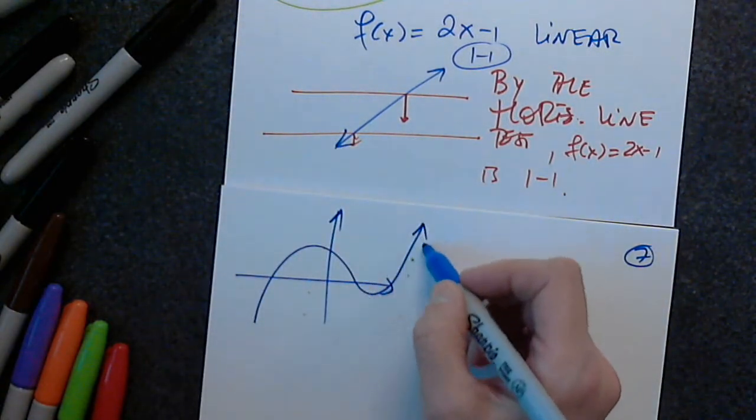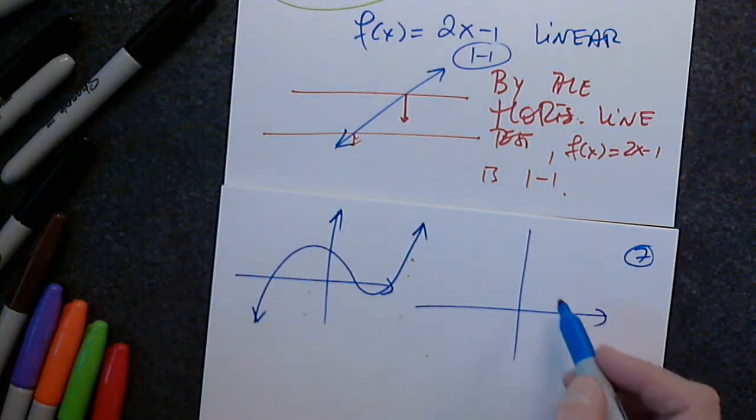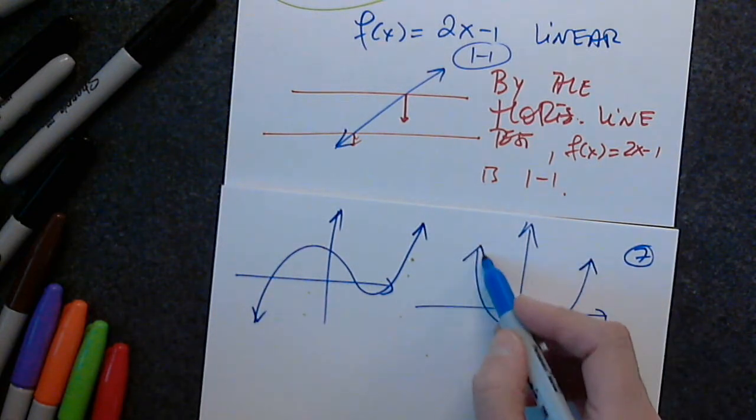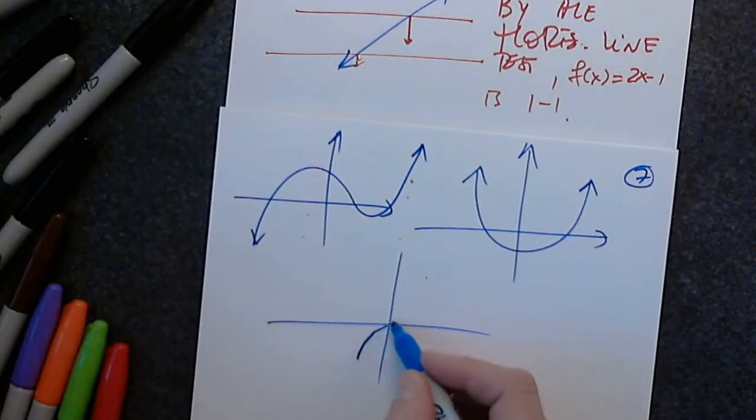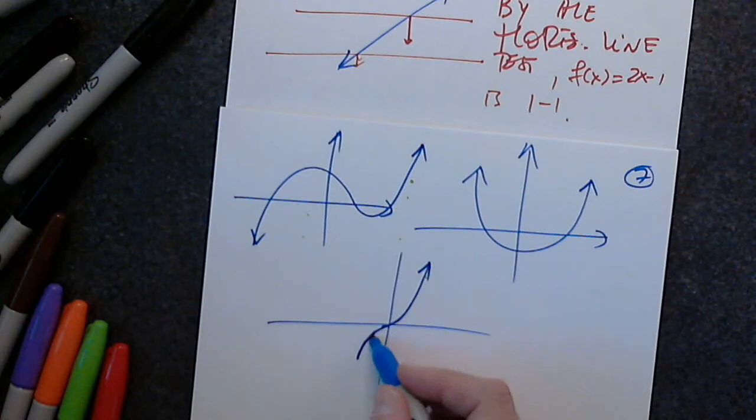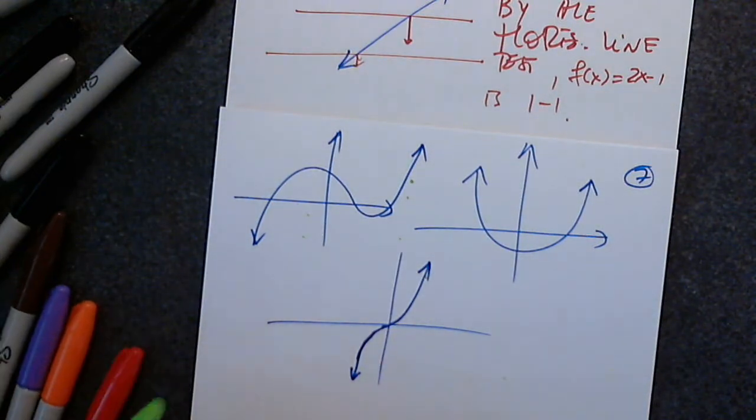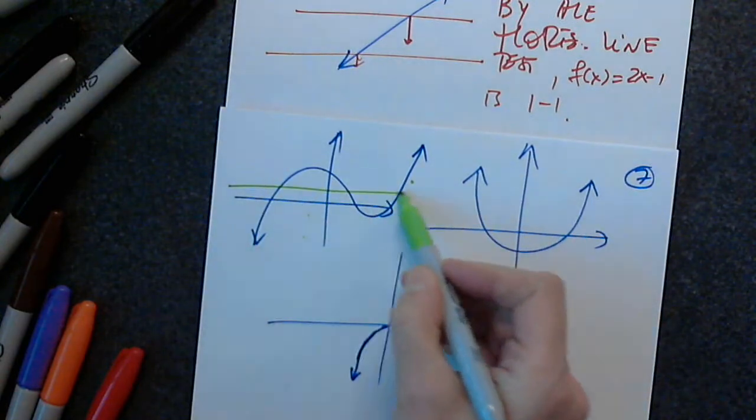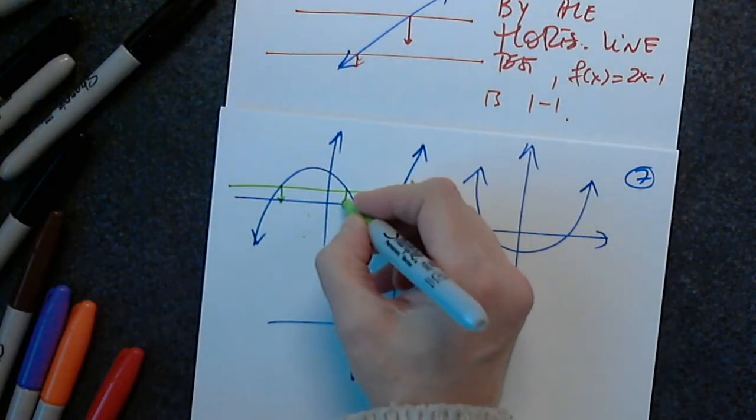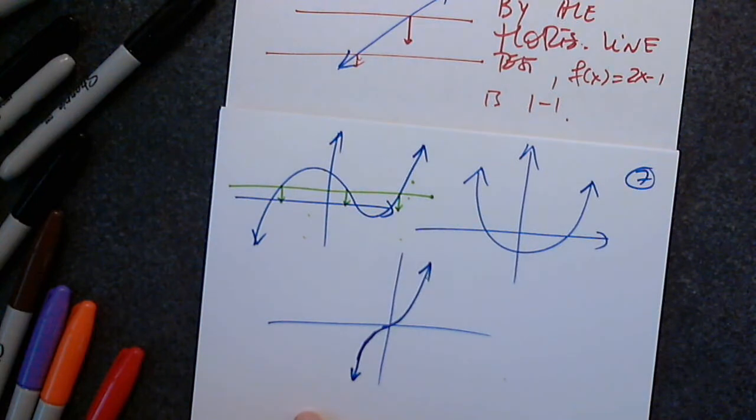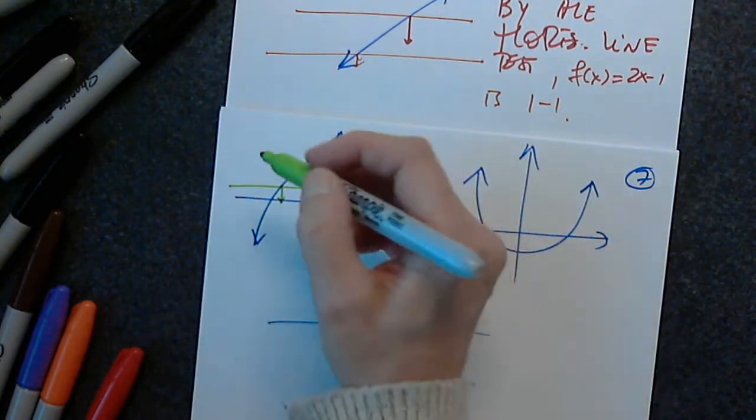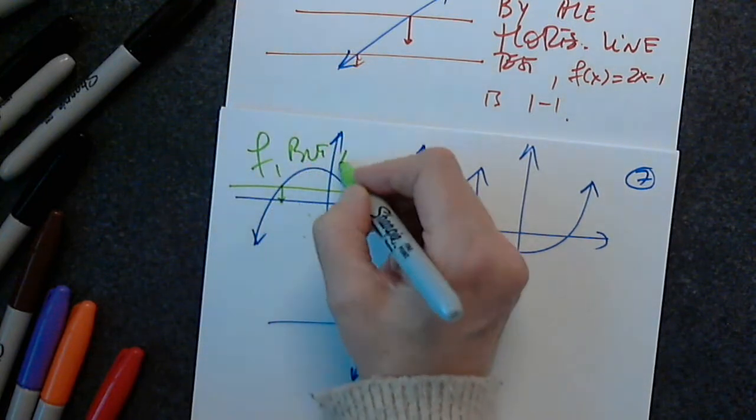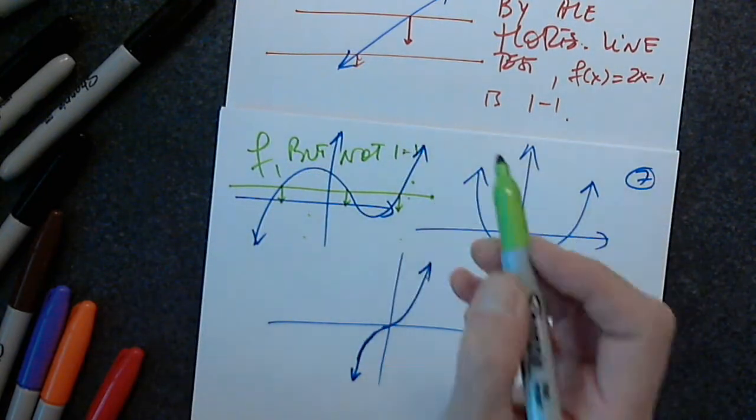What about this? Is it one-to-one? What about this? Is it one-to-one? And what about this? First one, is that one-to-one? No. By the horizontal line test, look how many different x values I get. It cannot be one-to-one. It's a function by the vertical line test, but not one-to-one.